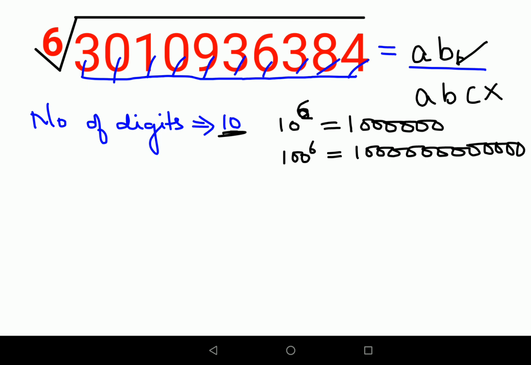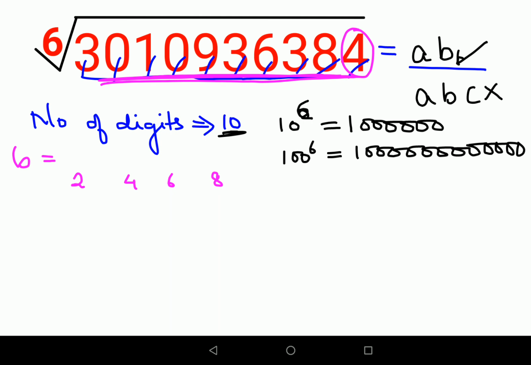Next, we'll try to find out what is A. Sorry, first we'll find out what is B, meaning the last digit of your answer. Since the given number is even, because the last digit is 4, the entire number is even. So here we can say that the last digit can be 2, 4, 6 or 8.